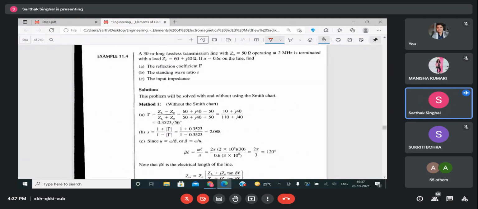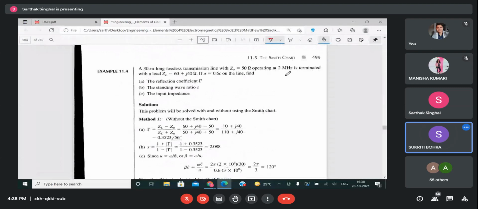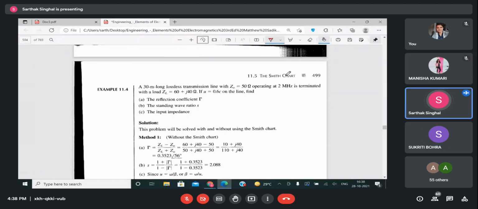Without using the Smith chart, we have calculated the values of reflection coefficient, VSWR, and the input impedance, right? Now we will solve this by using the Smith chart. So kindly note down the data which is already given in the question. First one is the length of the transmission line, which is 30 meters. Second is your characteristic impedance, that is 50 ohm.